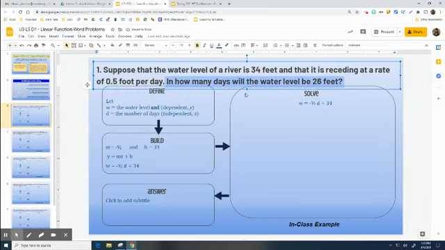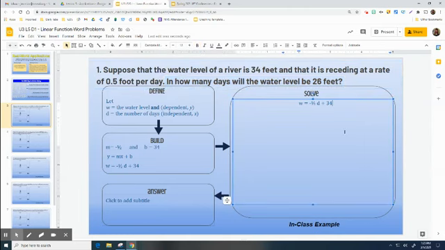So my question is, in how many days will the water level be 26? So my D in this case, every time you do a space, it capitalizes it. So my D is my unknown in how many days, but they gave me my W, which is my 26. So how many days will be at 26? So what I need to do is take that equation that I created in my build, and I have to replace the W with 26 and solve for D. Okay, so there's my substitution.